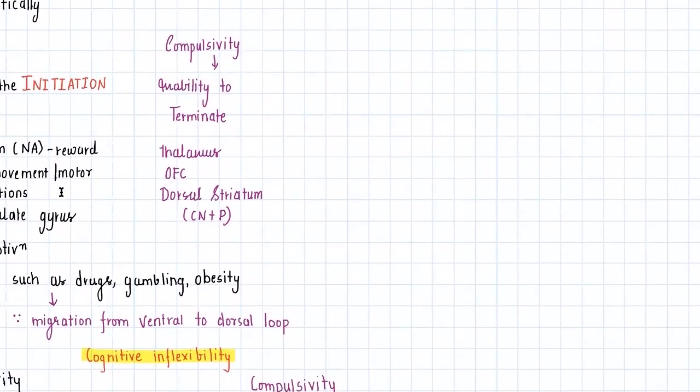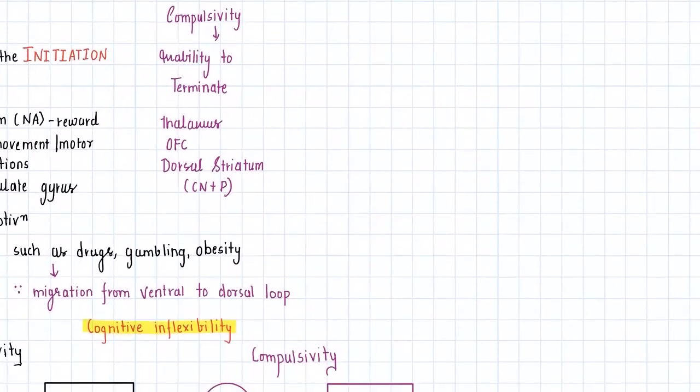So addiction mainly revolves around impulsivity and compulsivity, right? A person is impulsive, which eventually gets converted into a compulsive behavior. Impulsivity is the inability to stop the initiation of an action, whereas compulsivity is the inability to terminate the action.